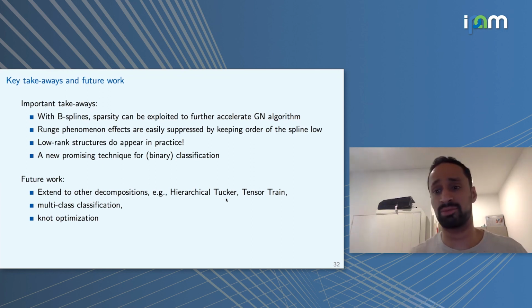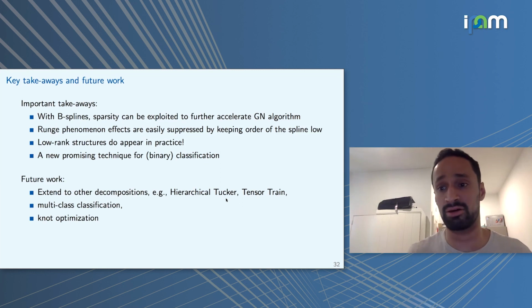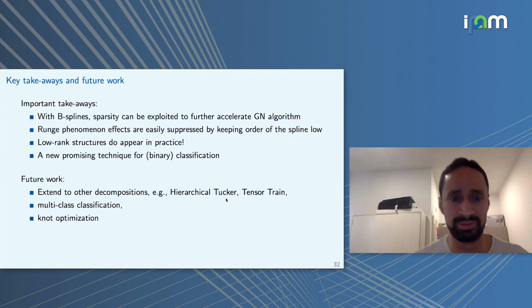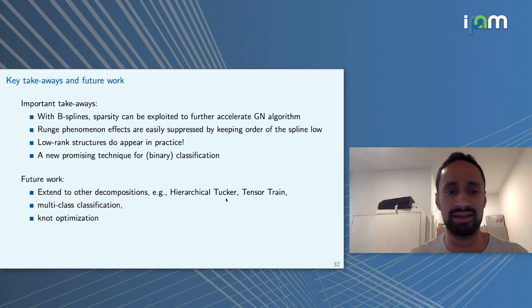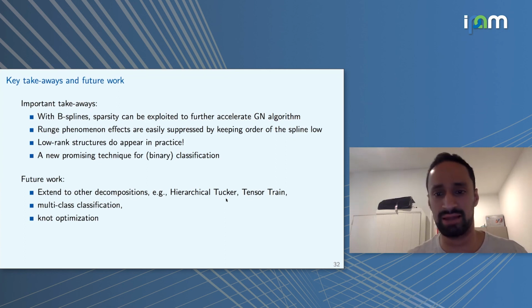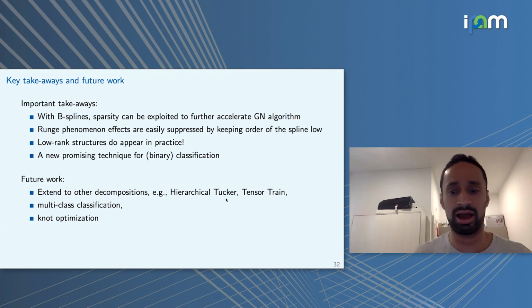The other thing is, if you're dealing with non-smooth functions, basically non-analytic functions, then there's an easier way to control the Runge phenomenon by just keeping the order of the spline low and raising the number of knots. Finally, we also showed some examples where you do see low-rank structures coming up in practice, and the classification method we developed seems to show promise. And so we really would like to extend this work in the future.